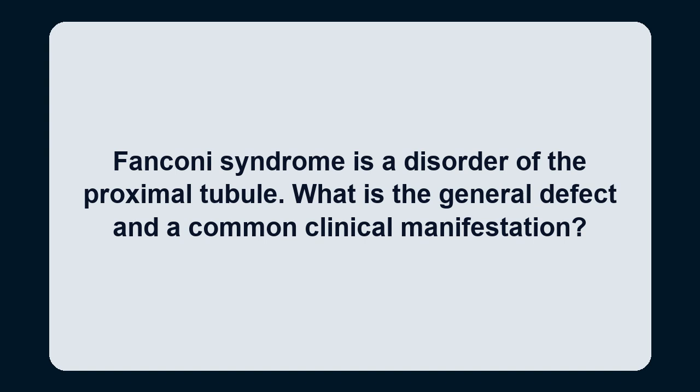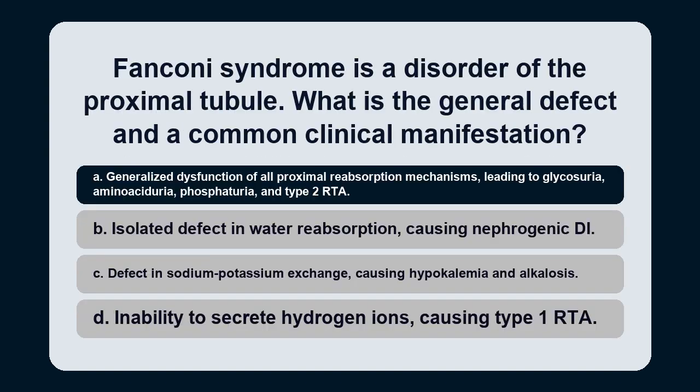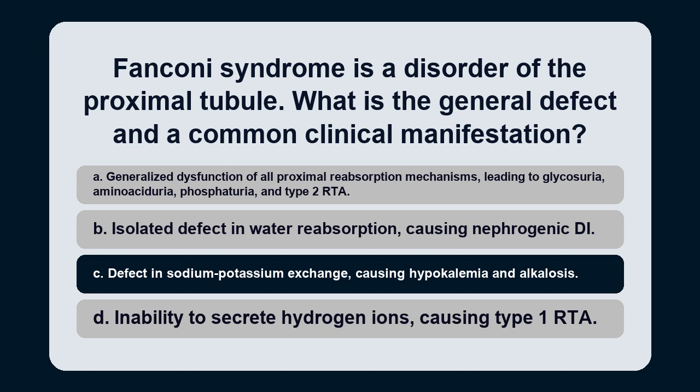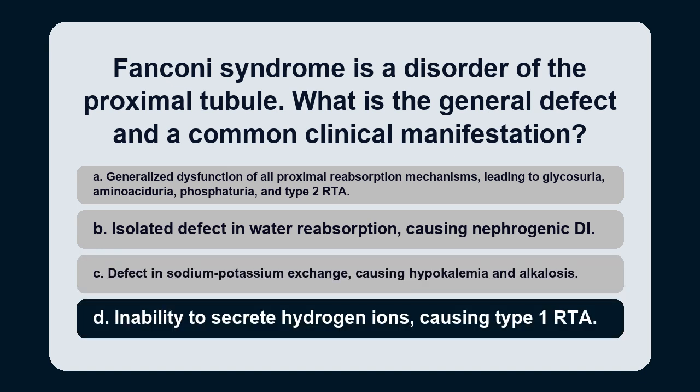Question 3. Fanconi syndrome is a disorder of the proximal tubule. What is the general defect and a common clinical manifestation? Option A. Generalized dysfunction of all proximal reabsorption mechanisms, leading to glycosuria, aminoaciduria, phosphaturia, and type 2 RTA. Option B. Isolated defect in water reabsorption, causing nephrogenic DI. Option C. Defect in sodium-potassium exchange, causing hypokalemia and alkalosis. Option D. Inability to secrete hydrogen ions, causing type 1 RTA.